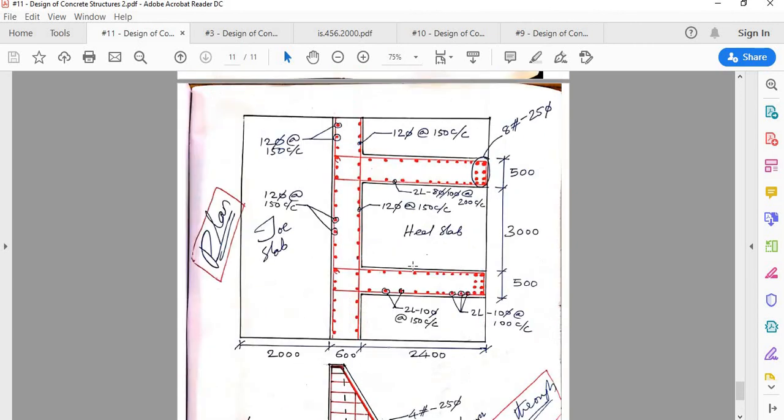So this completes the long counterfort retaining wall problem. Please go through it and let me know if you have any questions. In the next lecture, I will be taking up basement walls, which is also yet another topic mentioned in your syllabus. Okay. If you have anything, please let me know. Thank you.